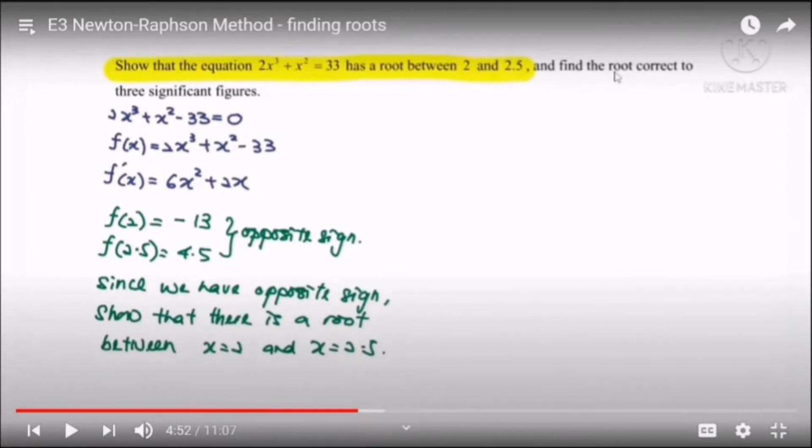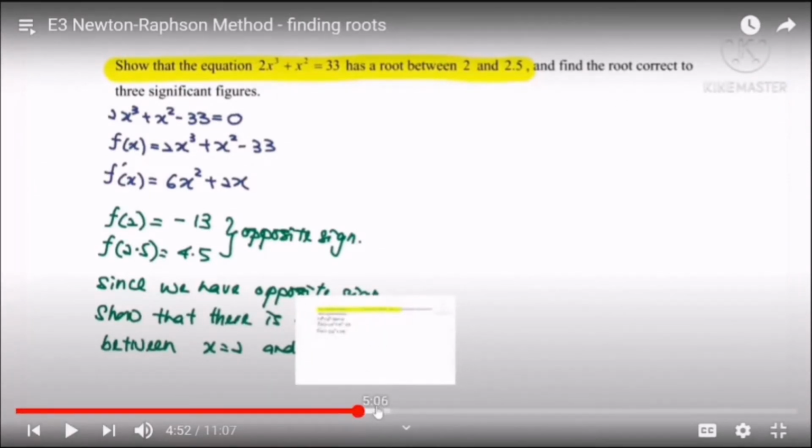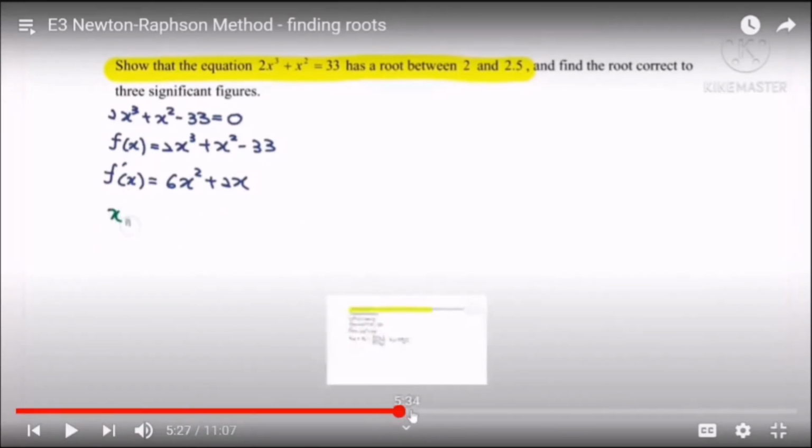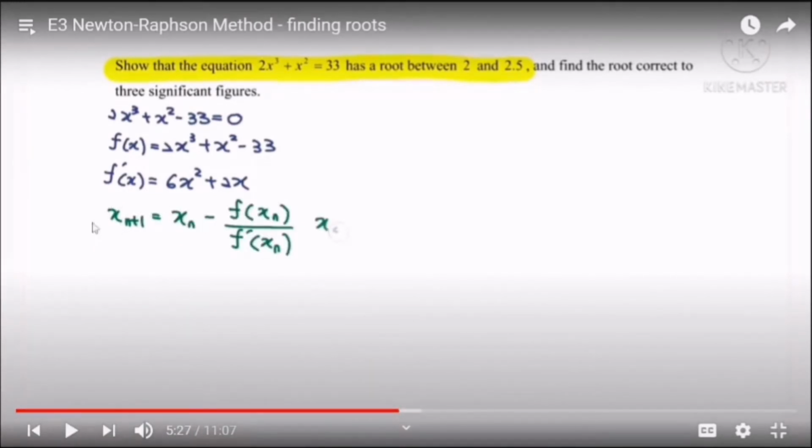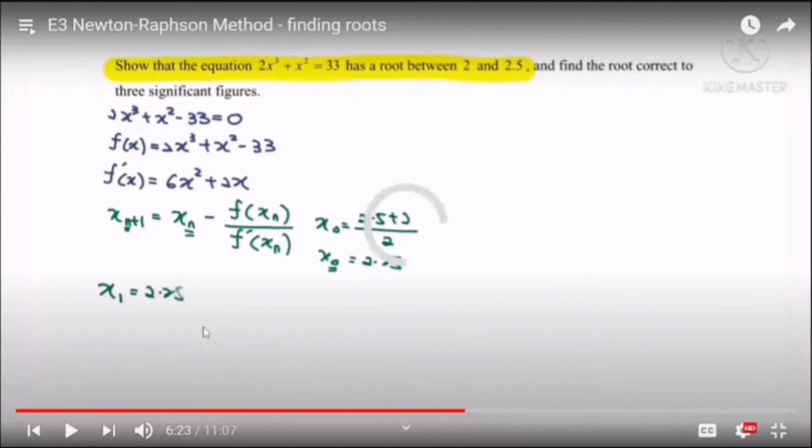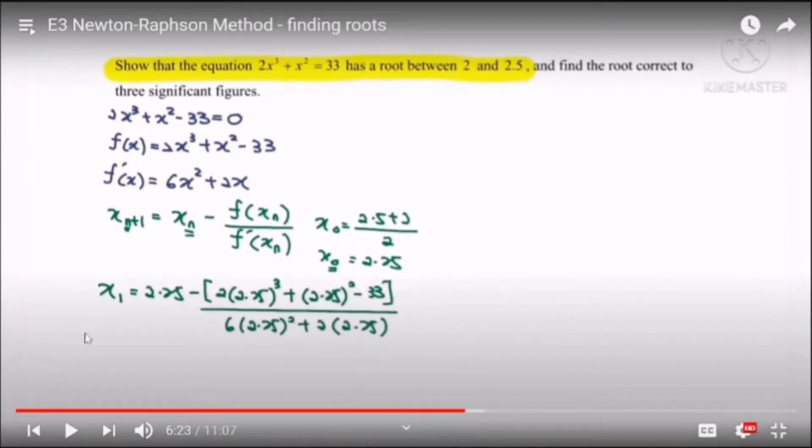And find the roots correct to three significant figure. Dia suruh you cari root. Makna dia, saya akan guna Newton-Raphson lah. Saya guna Newton-Raphson method. So, nampak formula saya? Then, x naught. Senang cari midpoint mereka. So, macam mana cari midpoint? 2.5 plus 2 over 2, 2.25. Then, ganti. Nampak? Ganti.